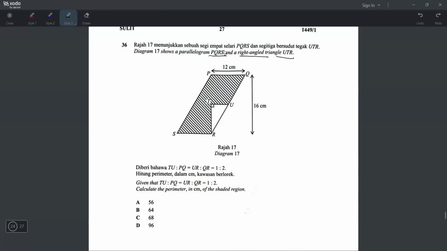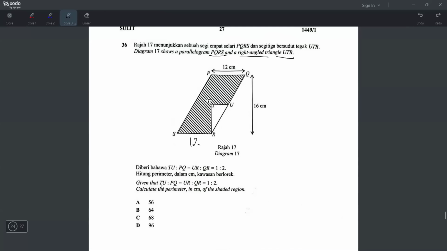Okay, one more thing. Kalau parallelogram, atas dengan bawah mesti sama panjang. So this will be 12 also. Okay, it will be 12 also. And this panjang sama juga. But we don't know the panjang, so let's not write it first.